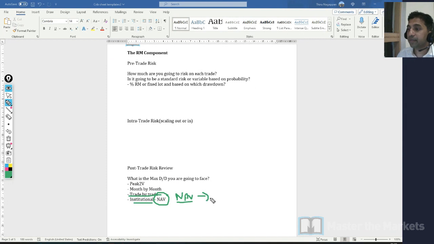In other words, net asset value is your unrealized loss or profit at the end of every day, because they want to protect their equity in the hedge fund or the pooled funds that they have. All right, these are all the post-trade risk review.